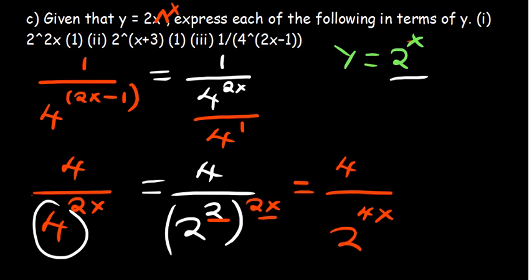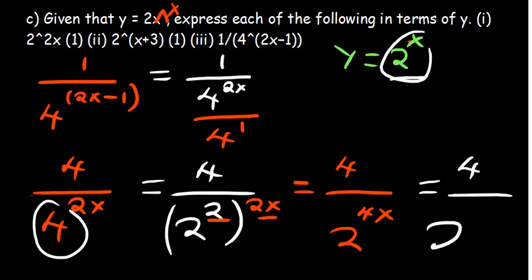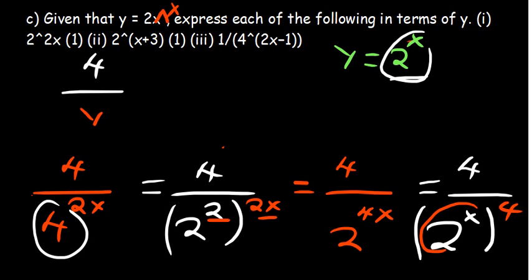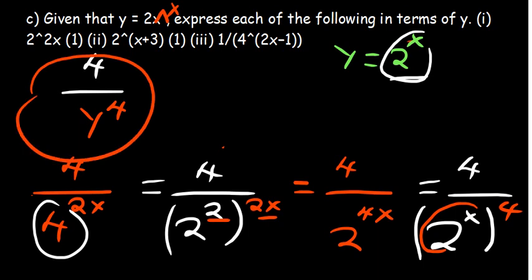I want this to be in the form of 2 to the power x. So this is going to be 4, then we have 2 to the power x raised to the power what? If we can factor out a 4 from the power, then at that stage we now have 4 over what? To the power x, we can put a y there. So we have y to the power 4. So this is the simplified form of that expression, in terms of y. And we've done it.